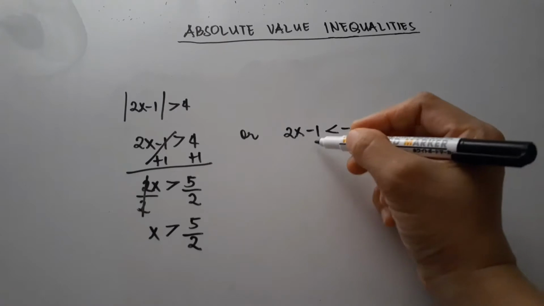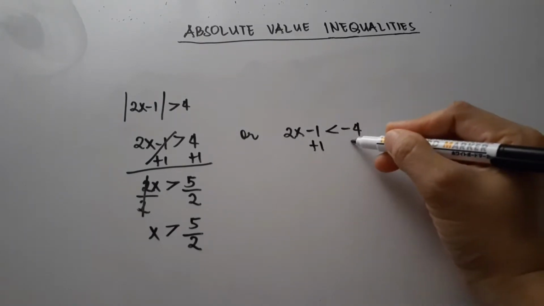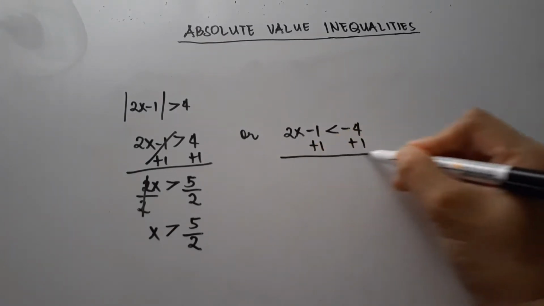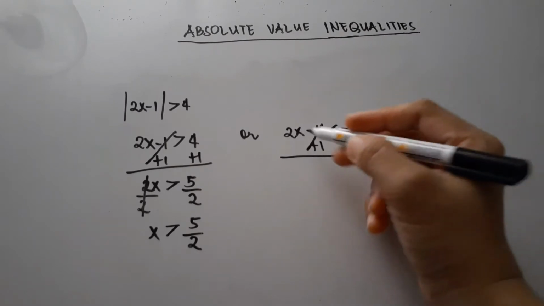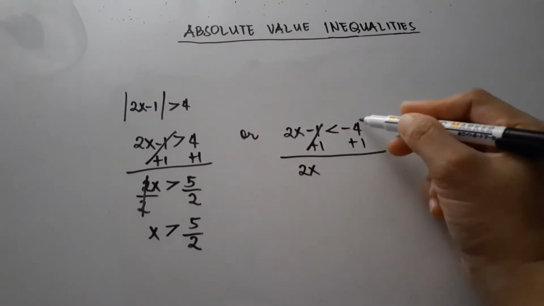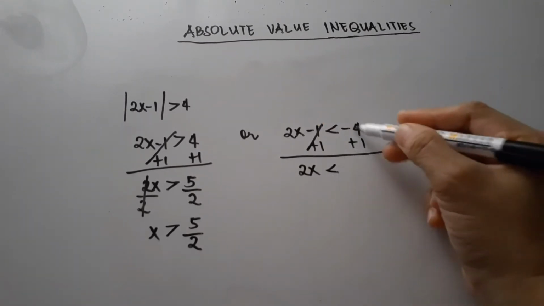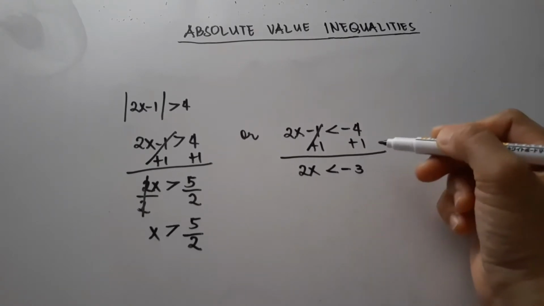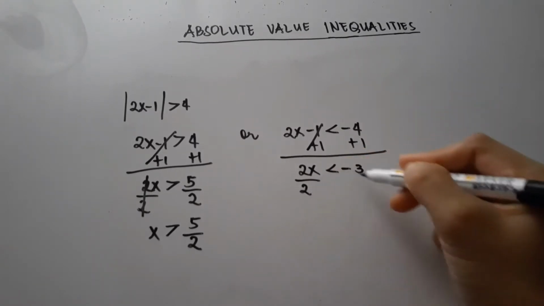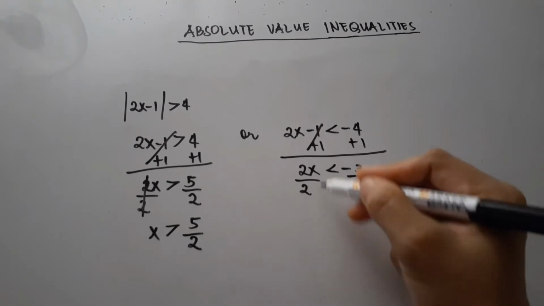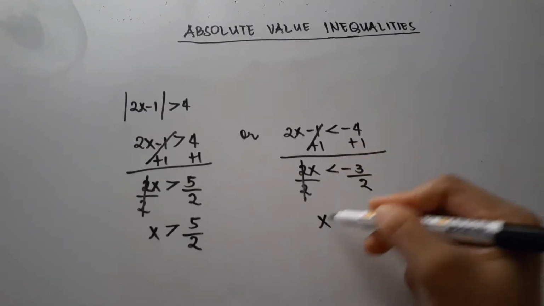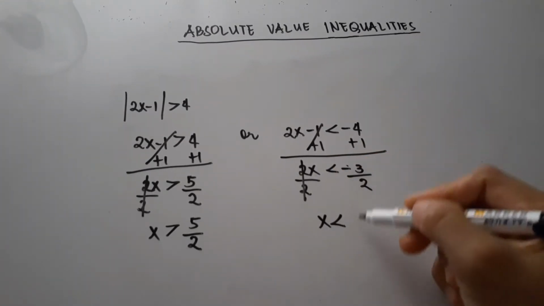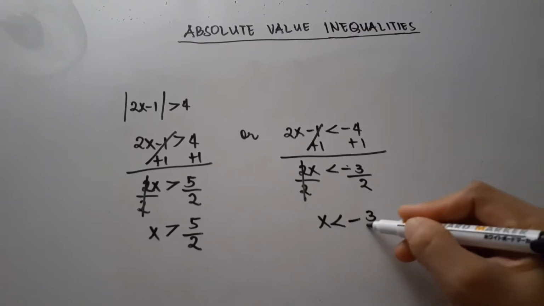And then in the other equation, we add positive 1 to both sides to cancel out this one. So I have 2x less than negative 4 plus 1, which is equal to negative 3. Therefore, dividing each side by 2, x is less than negative 3 halves.